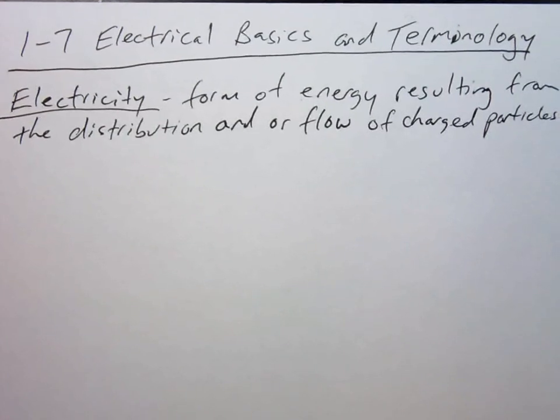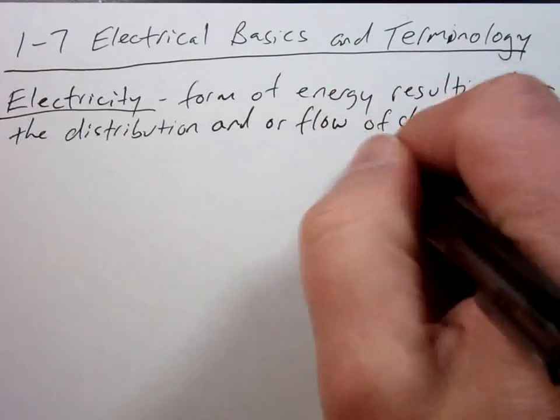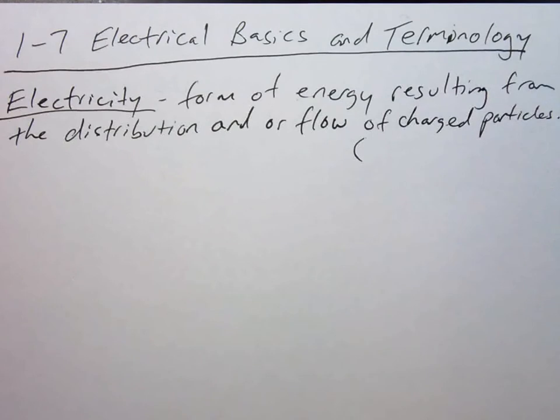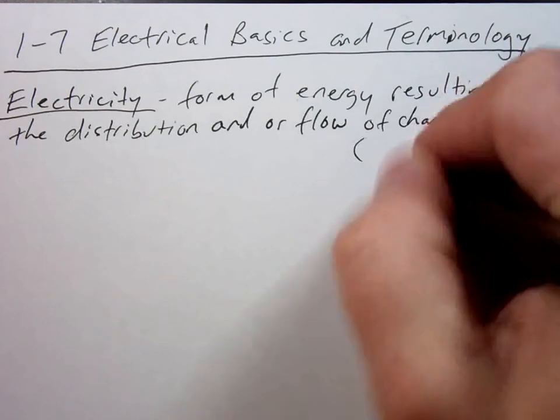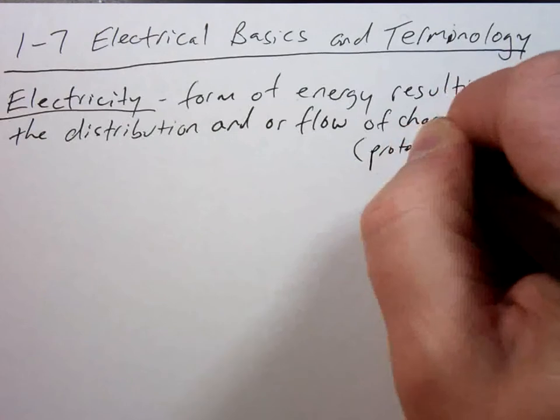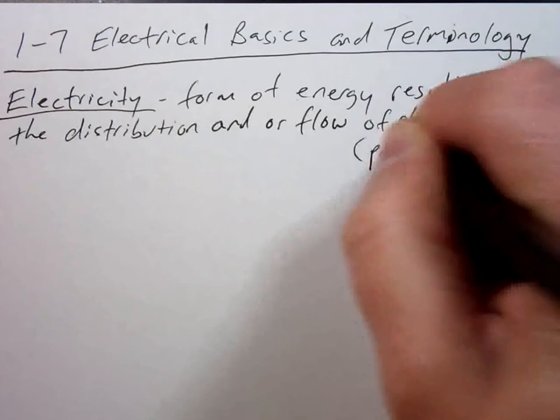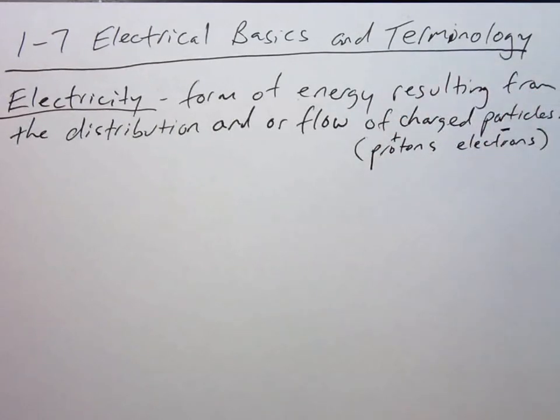And what I'm talking about when I say charged particles is subatomic particles, or specifically the two that have a charge. Which two subatomic particles have a charge? If you don't remember what I'm talking about by subatomic, I'm talking about the parts that make up an atom. Protons and electrons. Precisely. Protons and electrons, because protons have a positive charge and electrons have a negative charge. Okay, so that is the general sense of what electricity is.